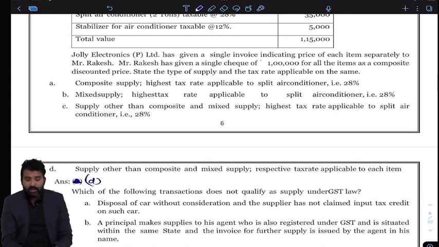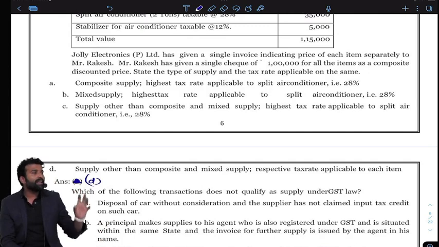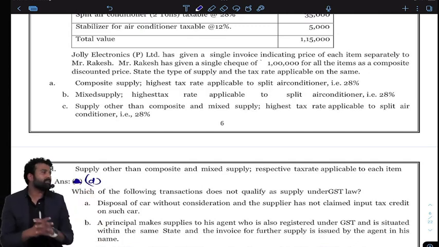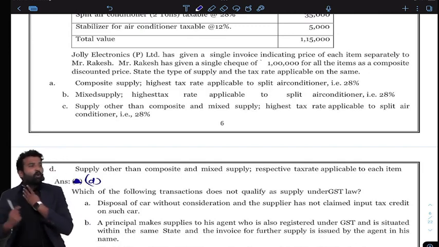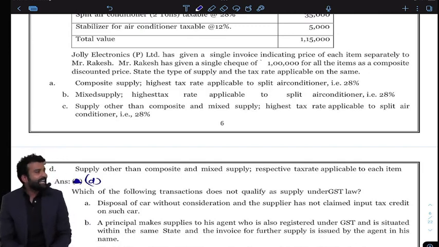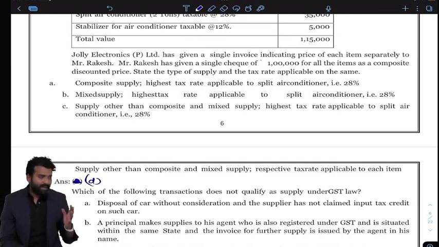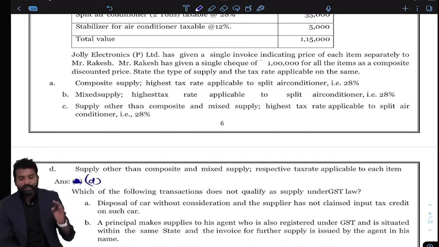You know why? Because if I am disclosing the value of each item separately, how can it be a composite supply? It will be a composite supply only if the items are in conjunction with each other and the value is not separately indicated. If the value of all the items is separately indicated, then how can it be a composite supply? So it's not a composite supply, and therefore the correct answer is D. It's not a composite or mixed supply. The respective tax rate will be applicable here. Yes, so this is question number 28.